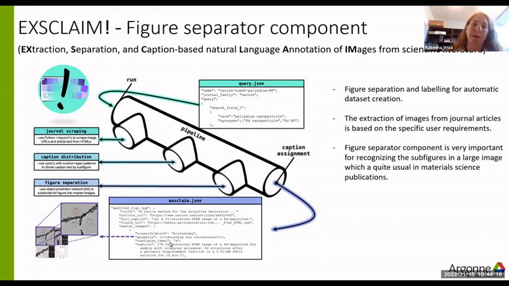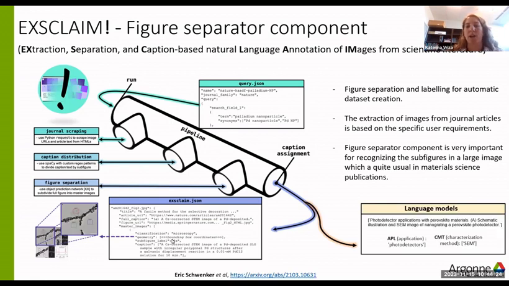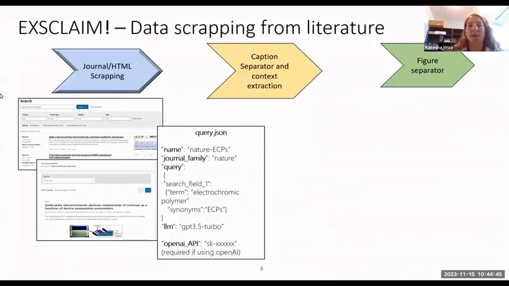I'll show some examples so that everybody can understand how this process works. We also try to integrate some language models with the EXSCLAIM workflow, so, for instance, we can identify entities we might be interested in extracting, such as a synthetic recipe, the application, or the characterization methods that have been used and describe our images. EXSCLAIM has three main components: the journal scraping or HTML scraper, the caption separation and context extraction, and then the figure separation.